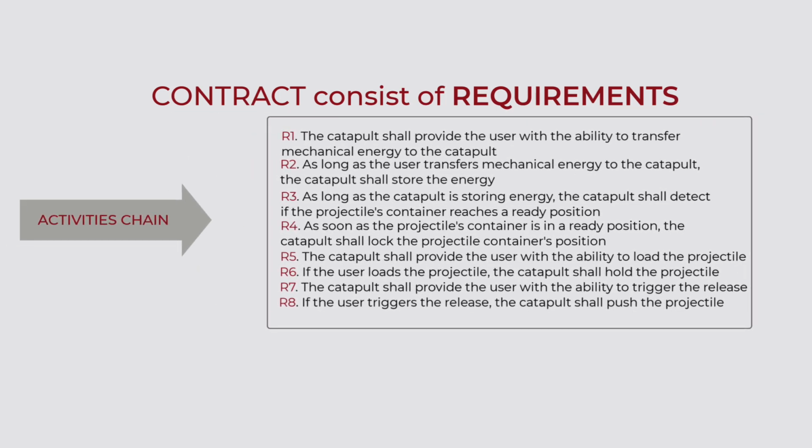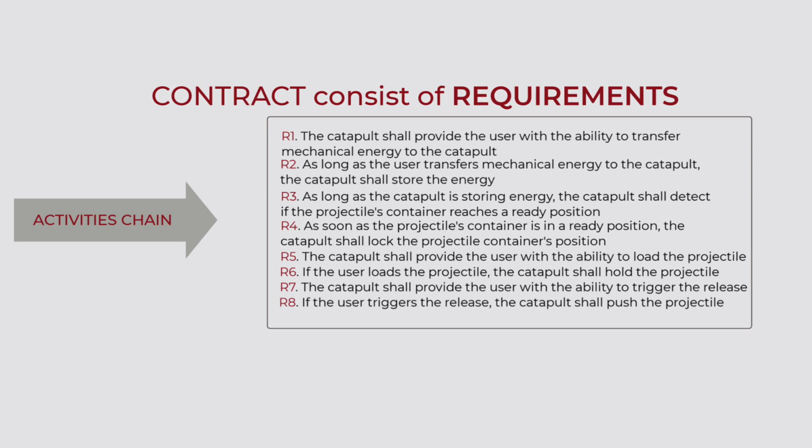Each requirement item is derived from the individual activity in the activities chain. Since our case involves 8 activities, the contract includes 8 corresponding requirements. This approach ensures consistency between the contract and the activity chain.